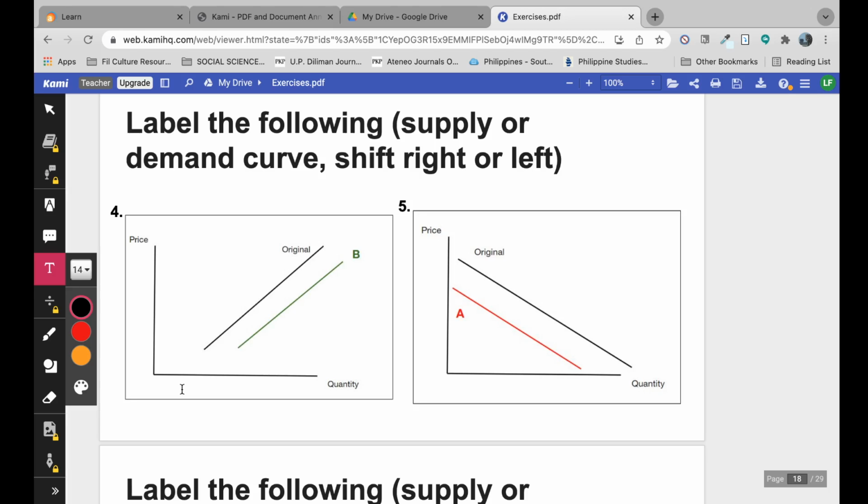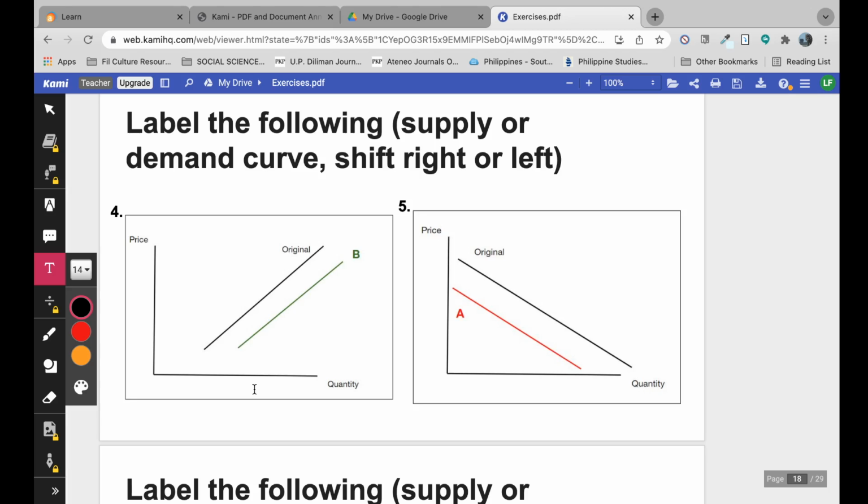You have two items here, number 4 and then number 5. And your job is to figure out if this is a supply curve or demand curve, and if it's shifting to the right or shifting to the left for each. Okay, so dalawa dapat yung answer dyan. Again, this is an identification type of question. Okay, go ahead. Write down on your paper the answers for these items. Pause. 10, 9, 8, 7, 6, 5, 4, 3, 2, 1.